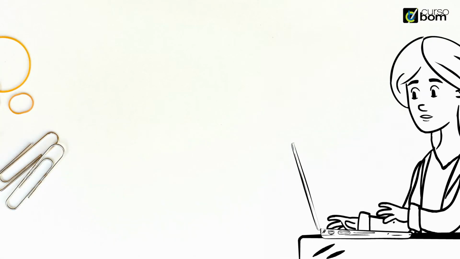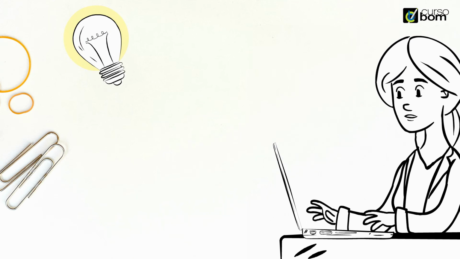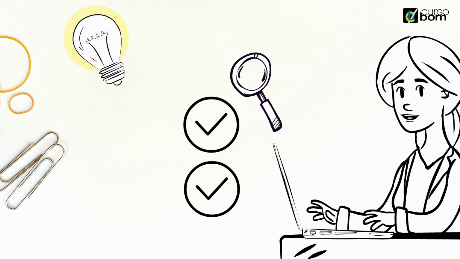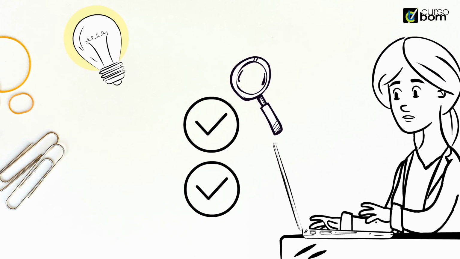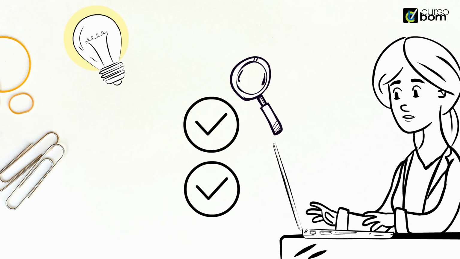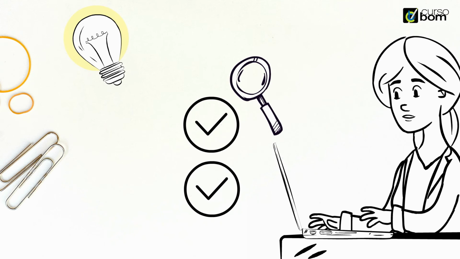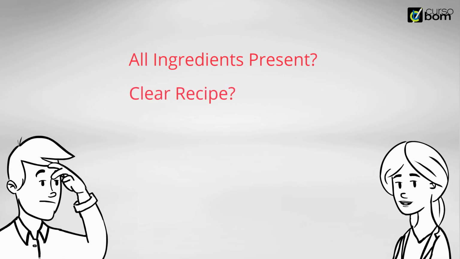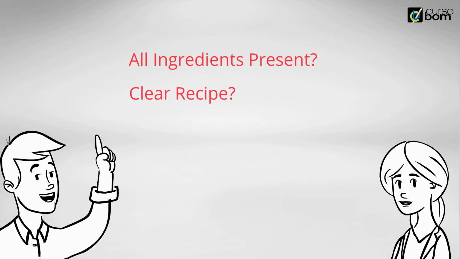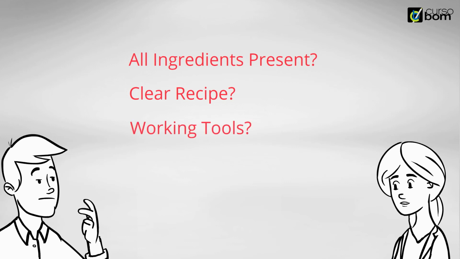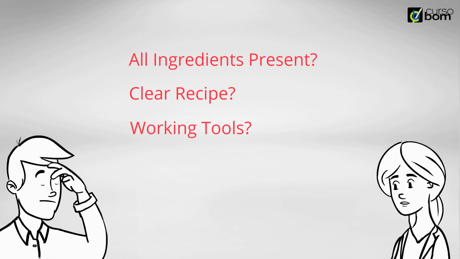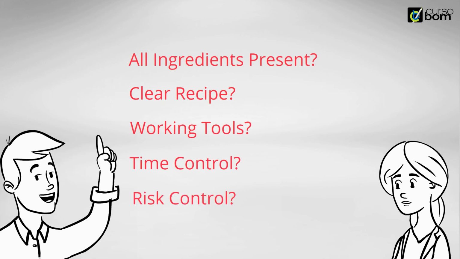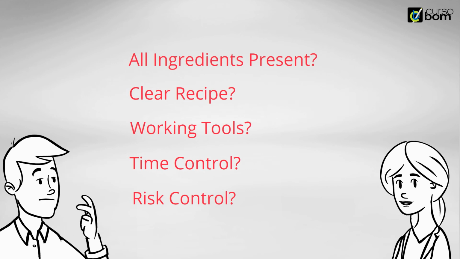Usually, it's possible to predict with great accuracy if a project will be well succeeded or not during its execution through the monitoring of the intermediate indicators. Are all the ingredients present? Is the recipe sufficiently clear and detailed? Are the tools required to execute the project working fine? Is the time control properly done? Are risks correctly identified and avoided?